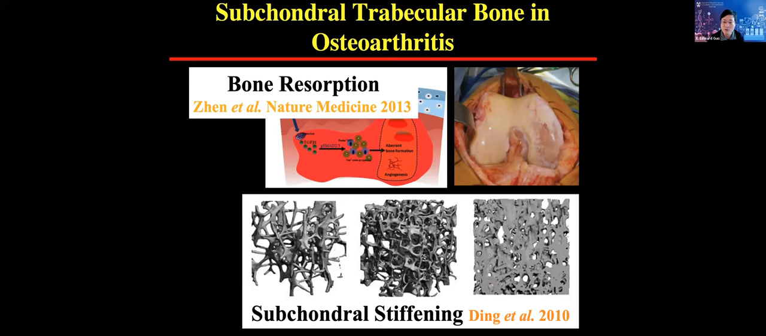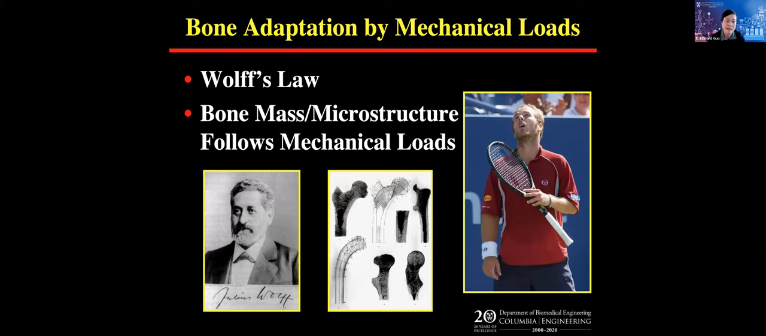Another thing really fascinating for our lab and for many people working on bone is that bone is alive, able to adapt to how much mechanical load you use. We have the Australian Open going on right now. This is a picture of the US Open. You can see the playing arm is not only stronger muscle-wise, the bone is actually 20 to 30% bigger than the non-playing arm. There is a hypothesis which is very old, more than 100 years old, called Wolff's Law. Essentially, bone mass and microstructure follow the mechanical laws. But the underlying mechanism is not known.